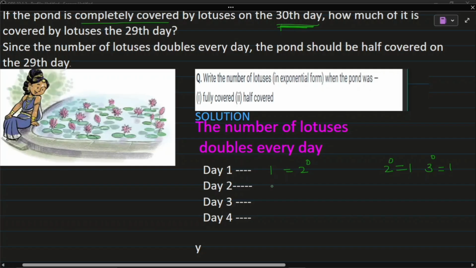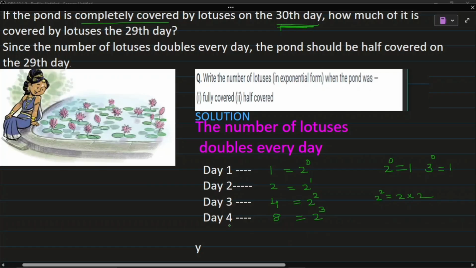Now the second day, this 1 becomes 2. 2 lotuses will be there. And this we can write as 2 to the power 1. Now the third day, 2 becomes 4. And 4 we can write as 2 square, because 2 square is 2 into 2. Now the fourth day, this 4 becomes 8, because it is given in the question that the number of lotuses doubles every day. And so this you can write as 2 cube.